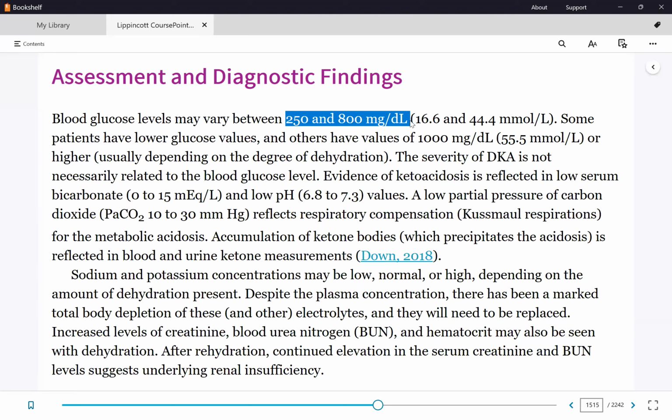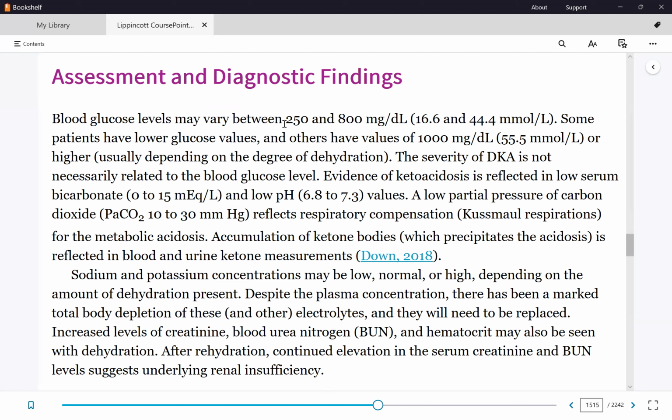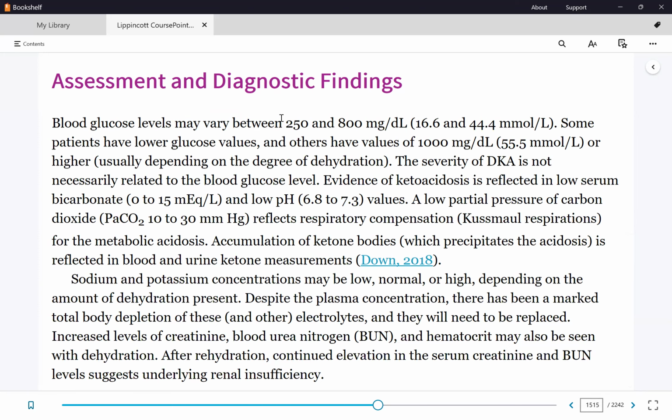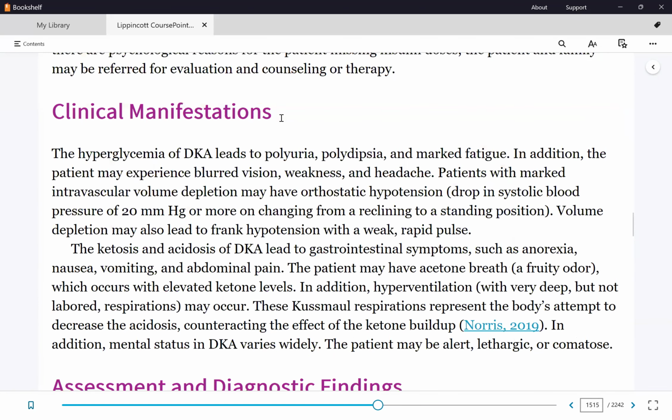There's no limit, okay? But the whole condition develops over how long? Did it take days or just a matter of hours? Just a matter of hours. It's easy to get to 250. So this developed within a matter of hours. I was already in DKA. So let's go to my manifestations now. Don't worry, I'll go back to the prevention.